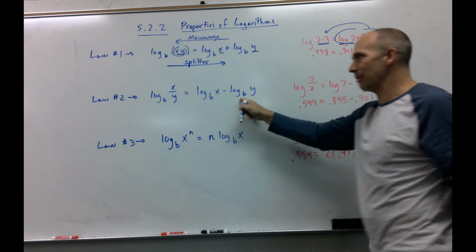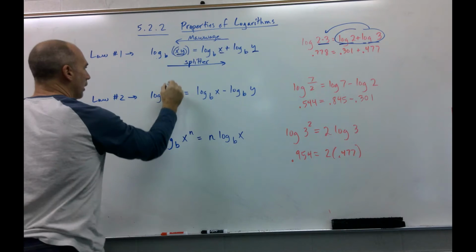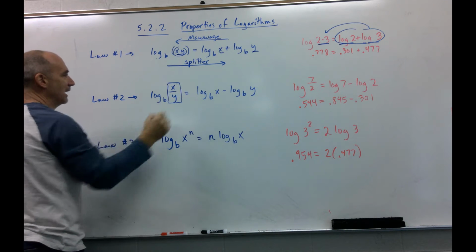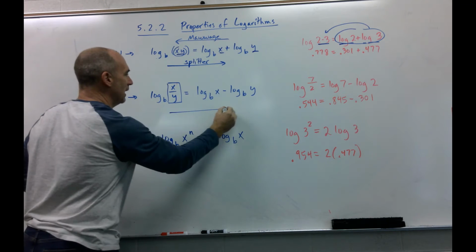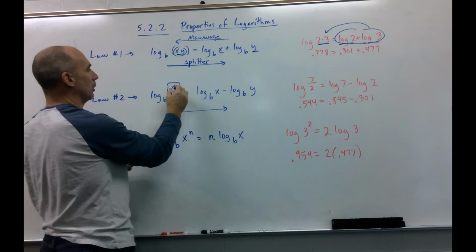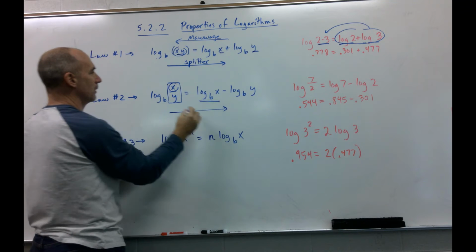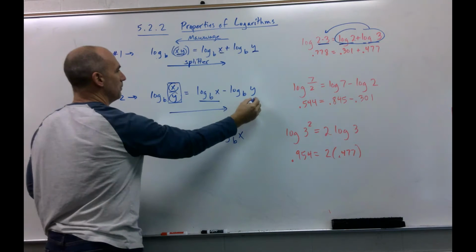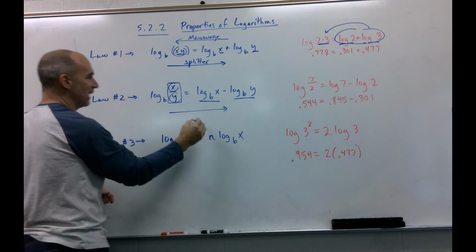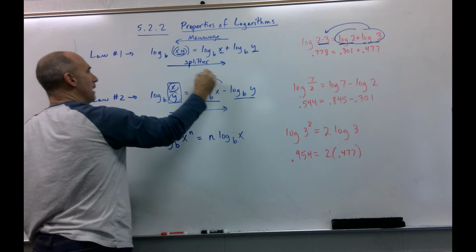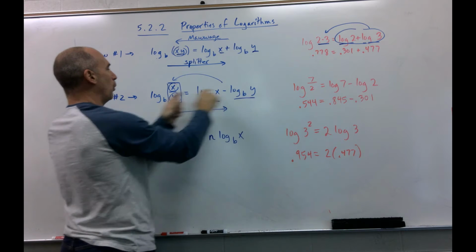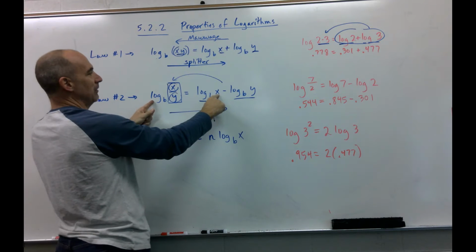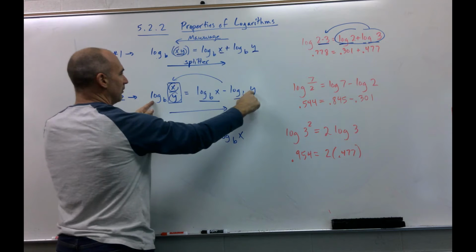Here's another one. We've got the log of two things being divided. What is that? So I take the maul going this way, and it splits into the log of the top one minus the log of the bottom one. That is the splitter. Marriage: if I see subtraction, that means I turn it into one log, the first piece divided by the second piece.